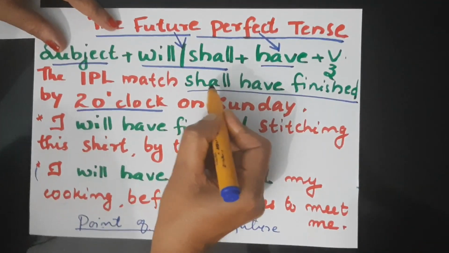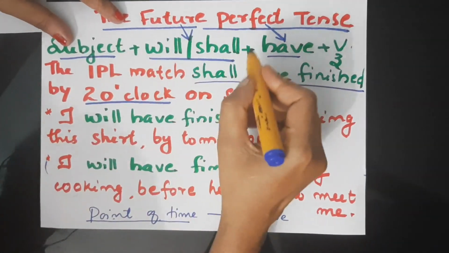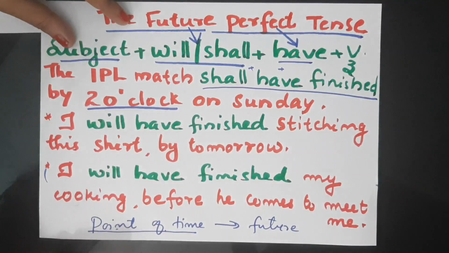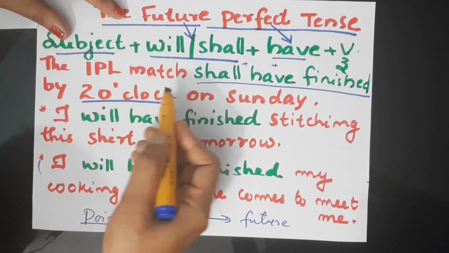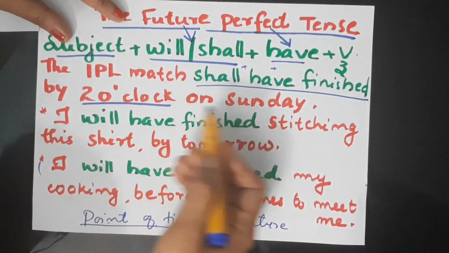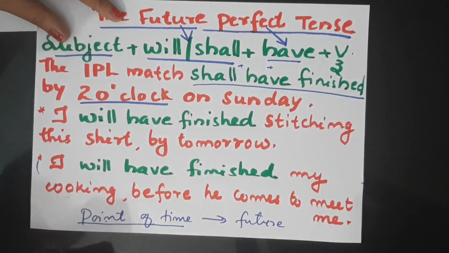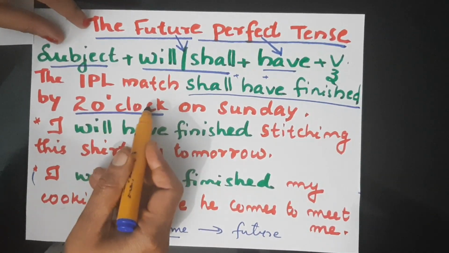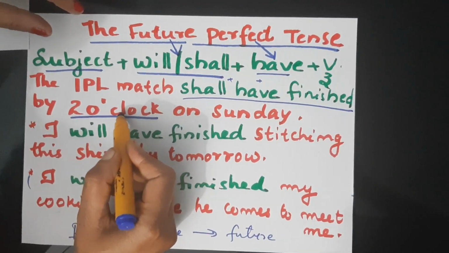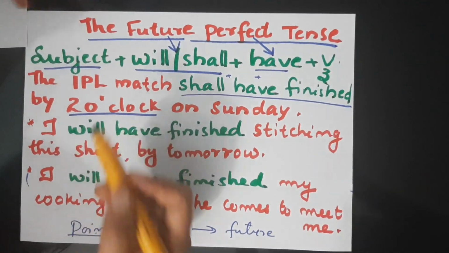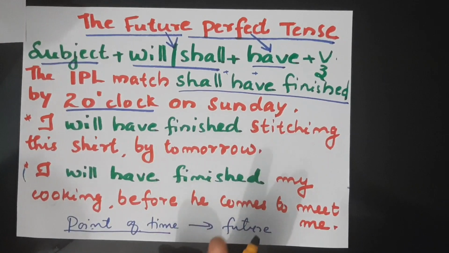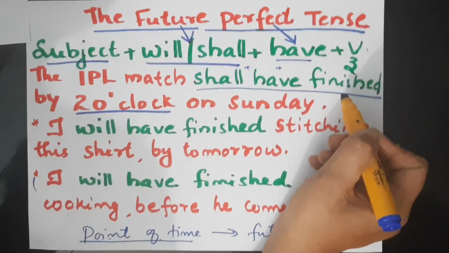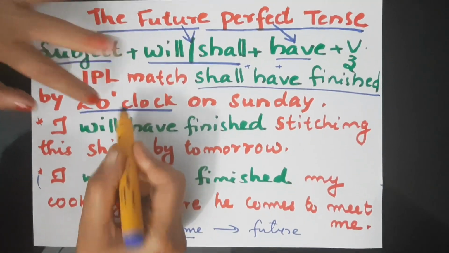Its format is will or shall plus have plus V3 form of the verb. So the IPL match shall have finished by 2 o'clock on Sunday means this action will get completed in the future. That's the point of time, 2 o'clock. Which action gets completed? The IPL match, which will get finished by 2 o'clock.